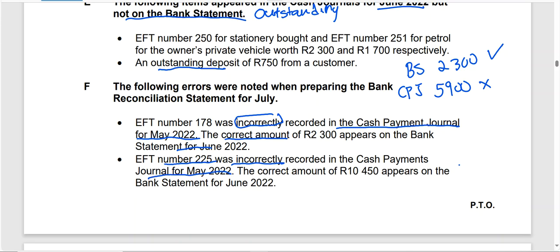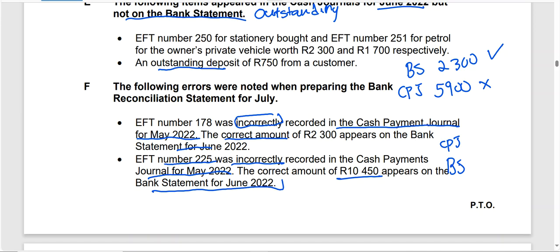Now remember, if it was incorrectly recorded in the cash payment journal, it means that the error was done in the books of the business. So when we do the correction, we are supposed to correct the books of the business, not the bank reconciliation statement. Next, they are saying that the correct amount of 10,450 appears on the bank statement for June 2022. So we need to check CPJ and also the bank statement.